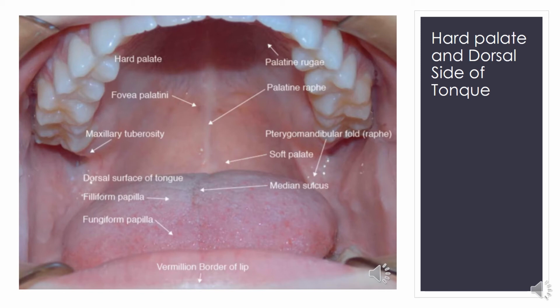And the things that you cannot see that are not labeled on here would be the mucobuccal fold and some frenum attachments on the buccal side, the labial side, and the lingual side, which you will see here soon.